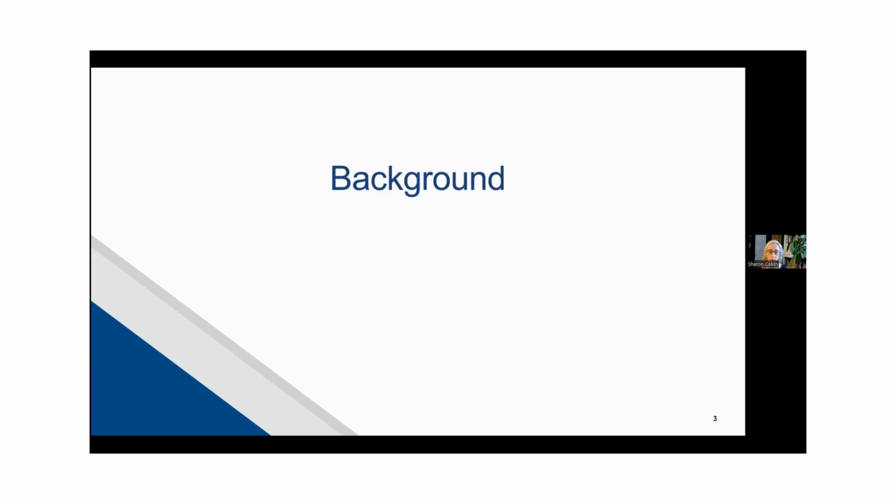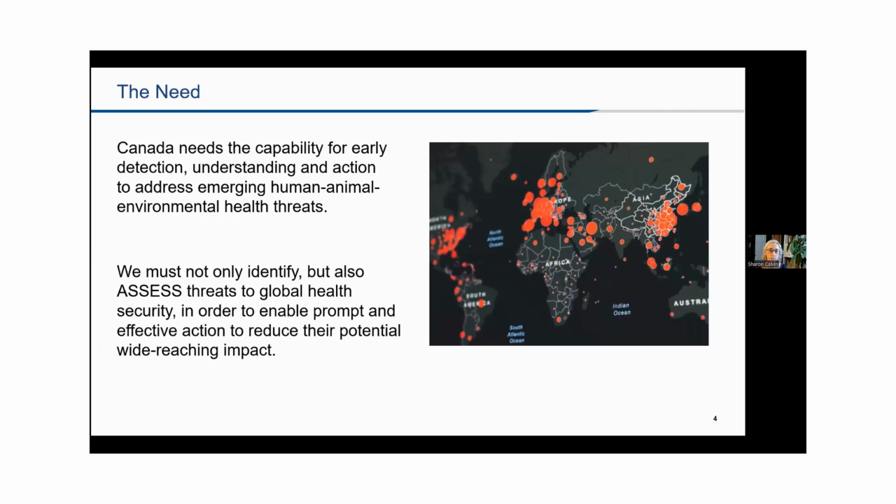So starting with the background, Canada, just like many other countries in the world, needs the capability for early detection, understanding, and action to address emerging human, animal, and environmental health threats. There's been a lot of work recently on identifying threats, but we also need to assess them in order to enable prompt and effective action. So it's not enough just to have the identification, we also need the assessment piece.